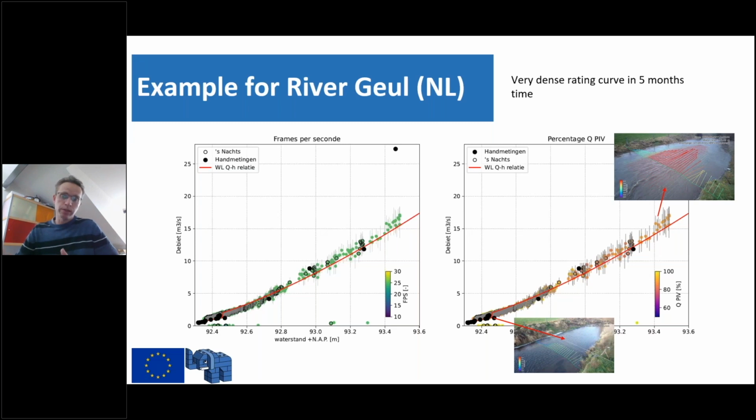We have the ability to filter out the best observations because we have so many, and the rating curve becomes much denser. And you can start to figure out, for instance, whether this rating curve changes from winter to summer, because there's going to be growth in the banks. That is an interesting question we are now trying to figure out.